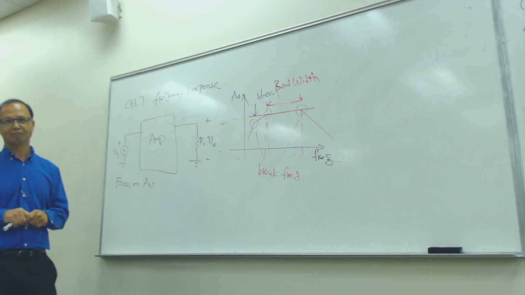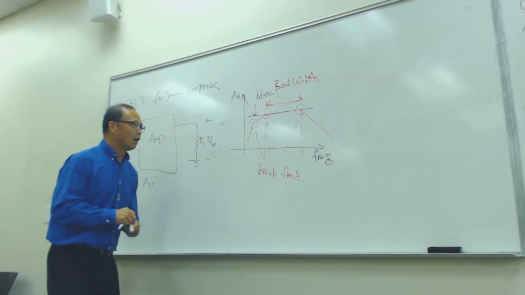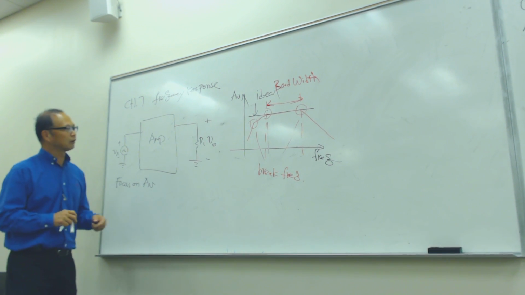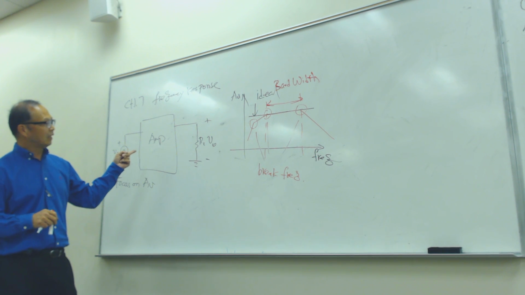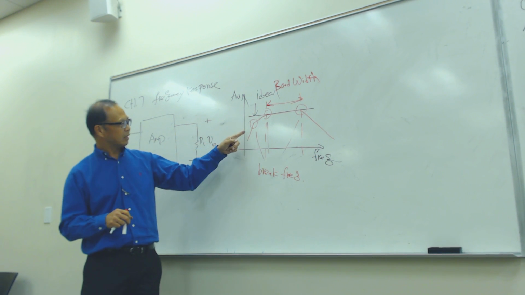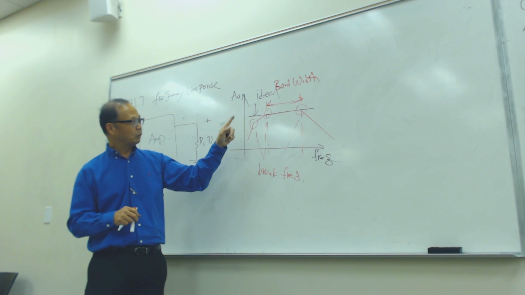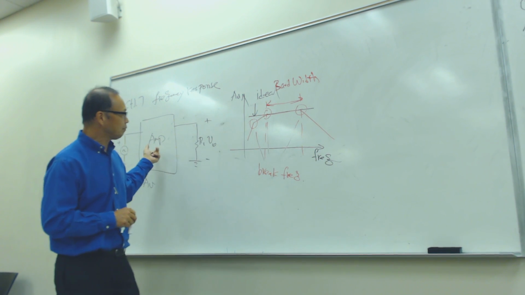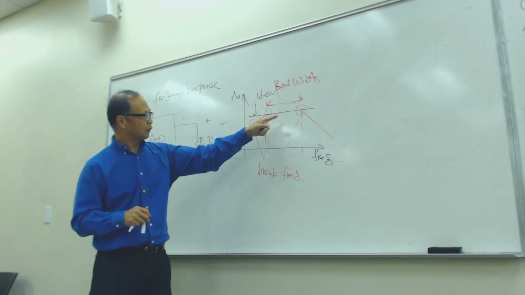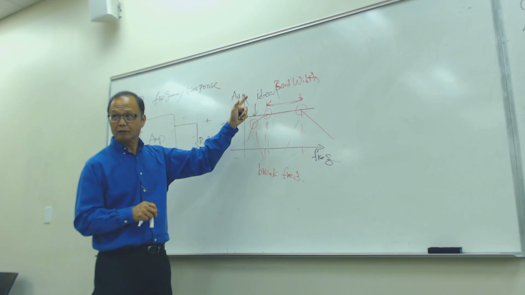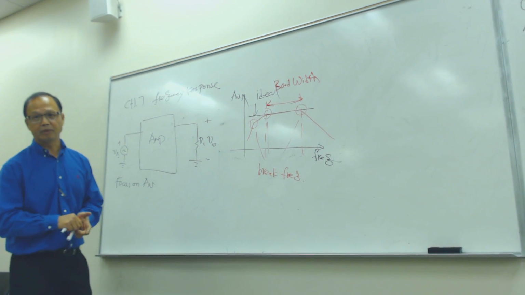Yeah? So what we're going to do in this chapter is analyze the circuit, and that will give us this type of graph, so that we know what's the bandwidth of the amplifier, what are the corner frequencies, what is the maximum current gain. So that's the main purpose.